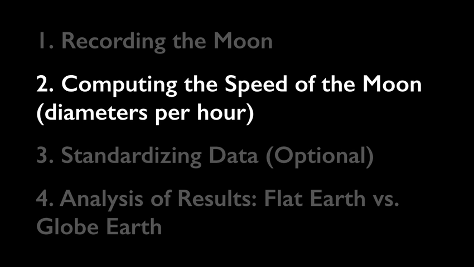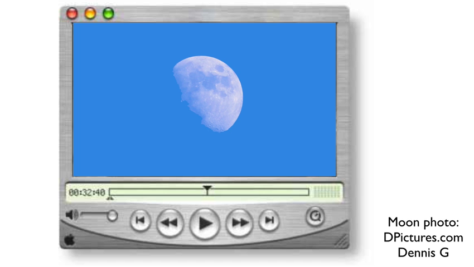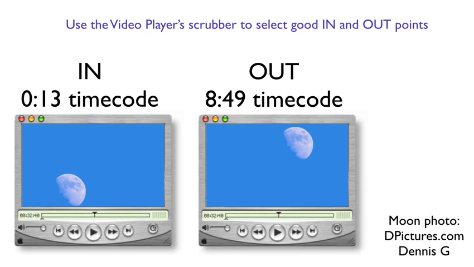Step 2. Computing the speed of the moon in moon diameters per hour. To compute the speed of the moon in both of your clips, we'll analyze the video footage you recorded. Before we measure the speed, we'll need to pick 2 times, a start time and an end time, for the endpoints of our speed measurement. These are called in and out points.